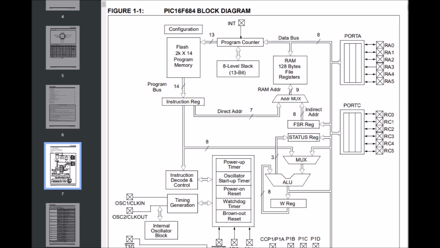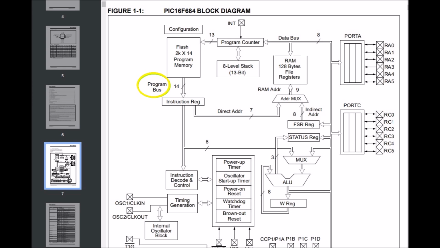Alright, so let's take a look at the PIC16F684 block diagram. In the PIC16F684 microcontroller, the program bus is an internal pathway used to transfer program instructions and data between different components within the microcontroller. Specifically, it connects the program memory, where the program instructions are stored, to the CPU.